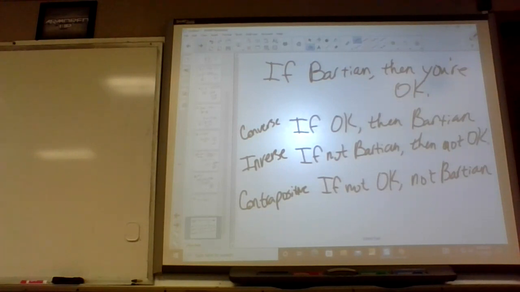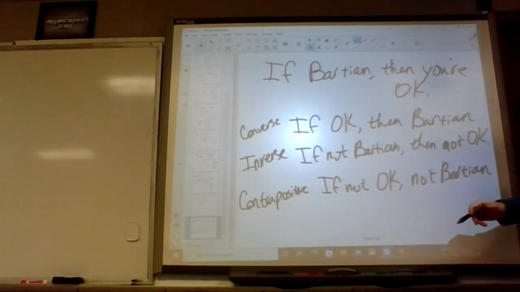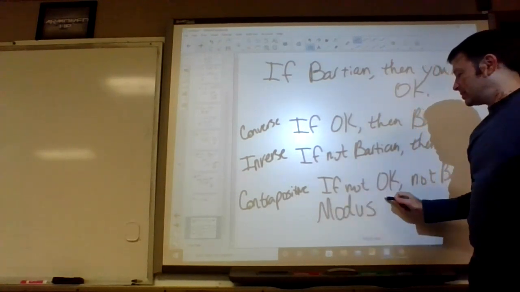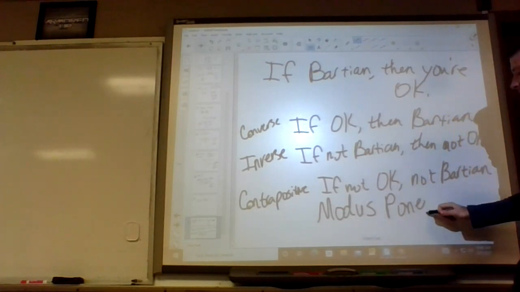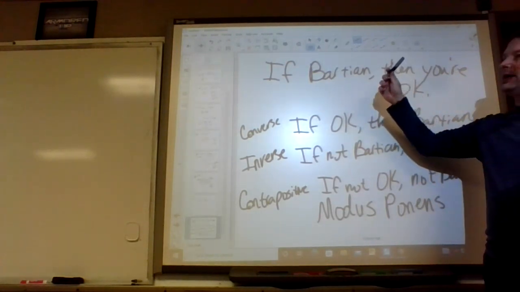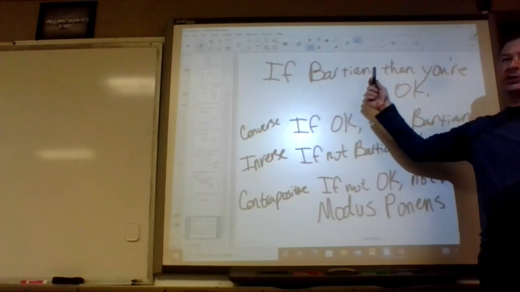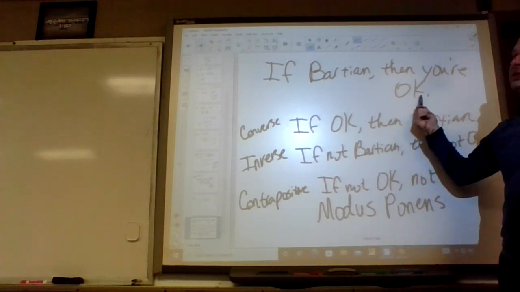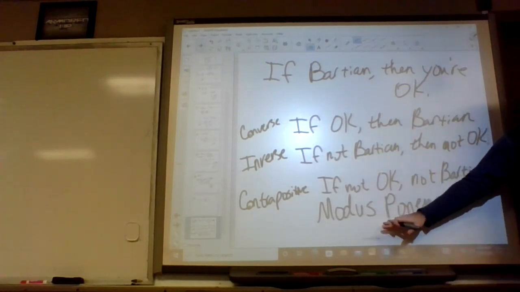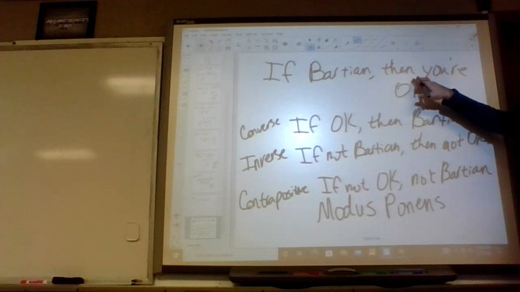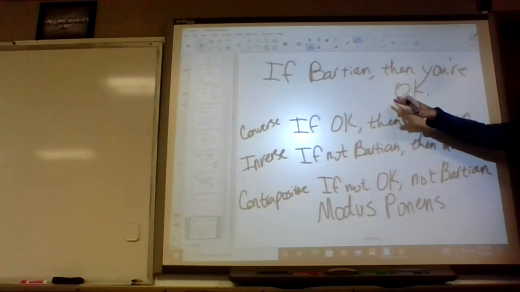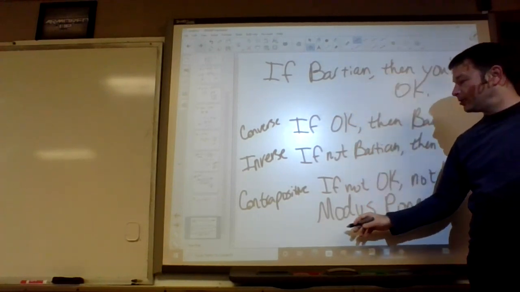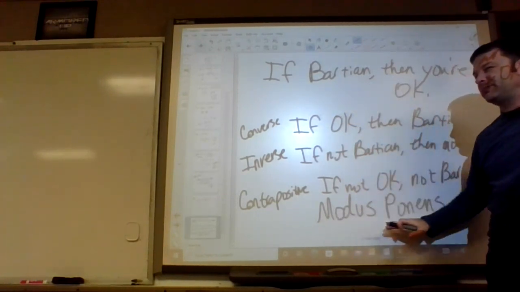All right, what did Modus Ponens mean? It meant, if I said Will is Barshan, then what can I assume? He's from Oklahoma. So that's using Modus Ponens. Modus Ponens is basically just using the if-then statement. It's like saying somebody is Barshan, therefore we assume they're Oklahoman. That's just very basic Modus Ponens.